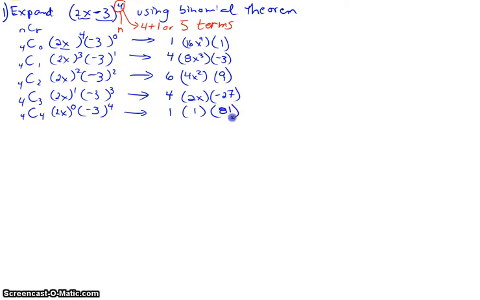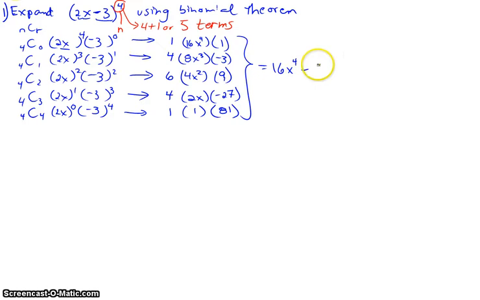And 81 for negative 3 to the 4. Okay, now we're writing it horizontally. So the first term, you multiply all those numbers together, 1 times 16 times 1, and you get 16x to the 4. Next one, 4 times 8 times negative 3.